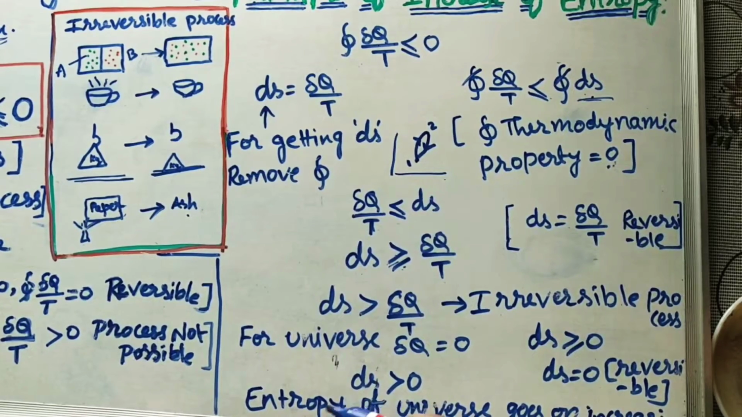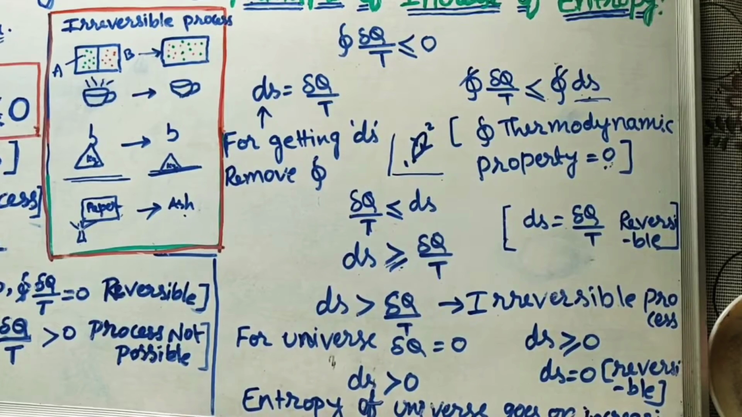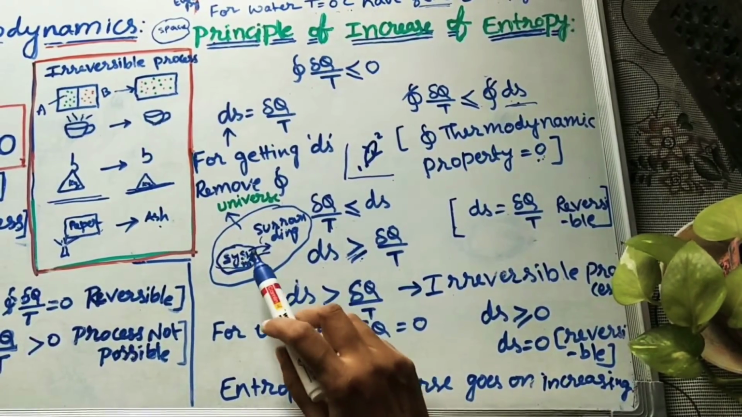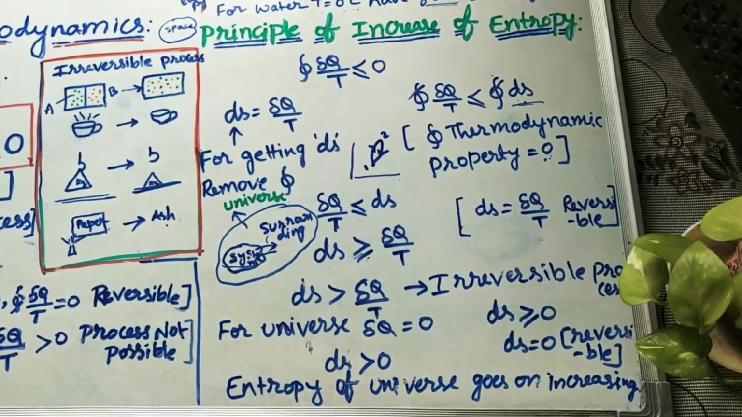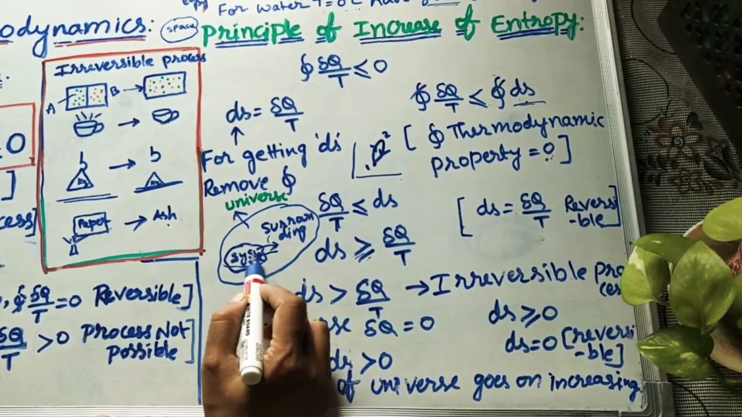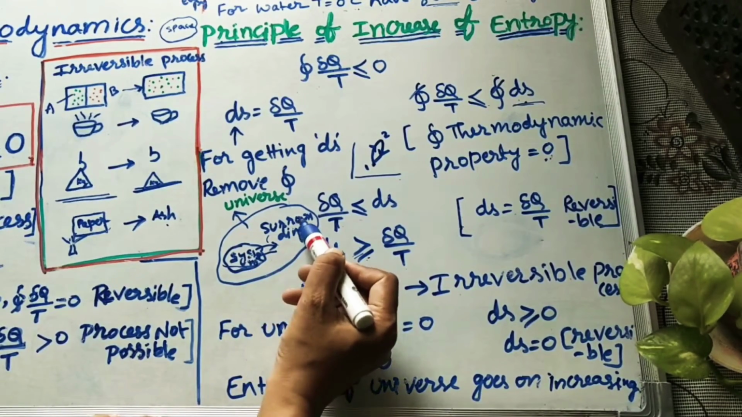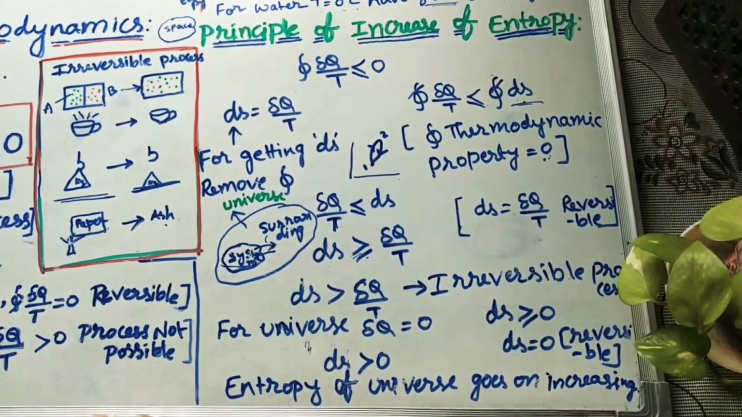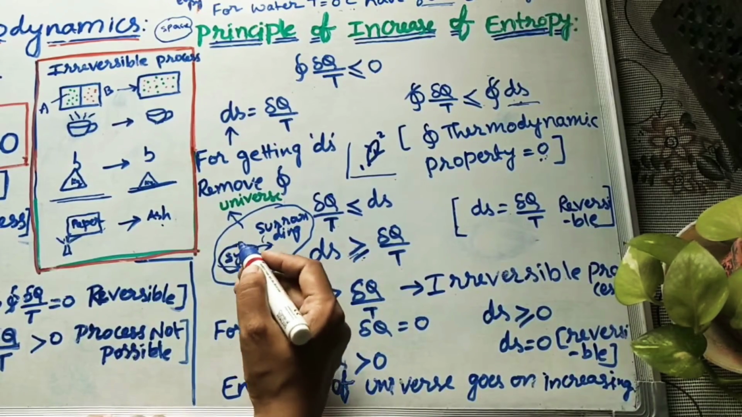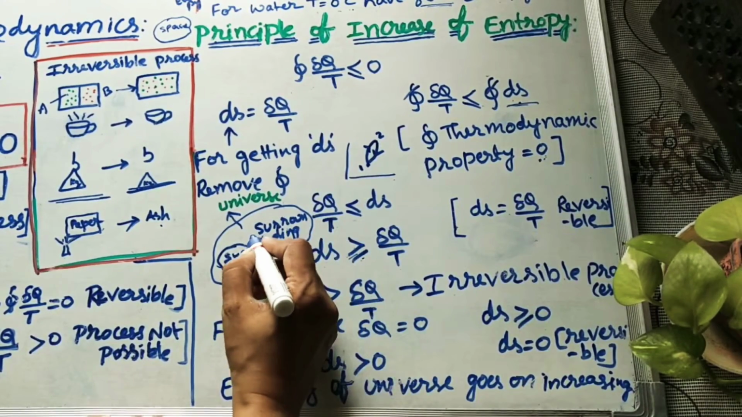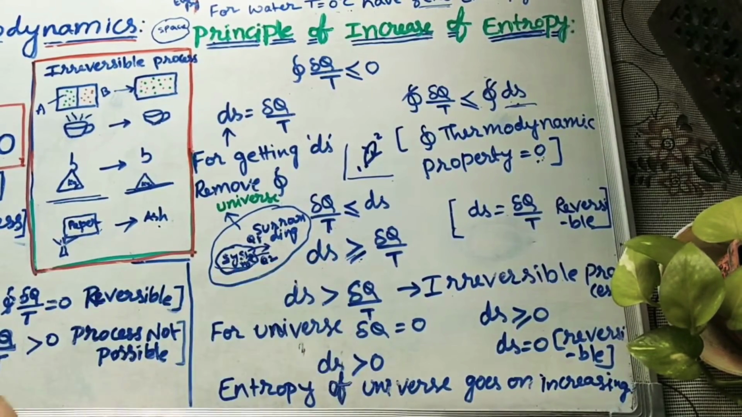Now if you are taking the universe, according to this principle, universe entropy is always increasing. For the universe, the system is where whatever process is taking place. This small space we call the system. Outside the system is the surrounding. If you combine system and surroundings, it is called the universe. Whatever heat exchange is there between system and surroundings, let us assume some heat q1 has exchanged from system to surrounding, and q2 amount of heat from surrounding to system.